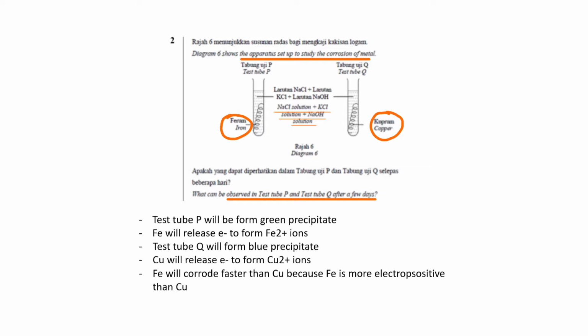For this question, you must master the topic acid and bases. And what can we observe? Test tube P will form green precipitate. Fe will release electron to form Fe2+ ions. Test tube Q will form blue precipitate. Cu will release electron to form Cu2+ ions. Fe will corrode faster than Cu because Fe is more electropositive than Cu.